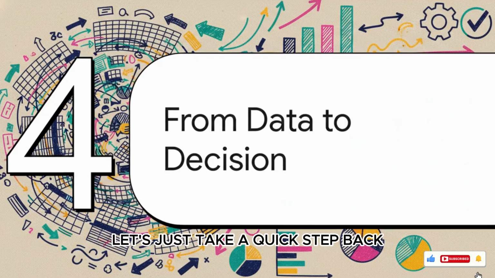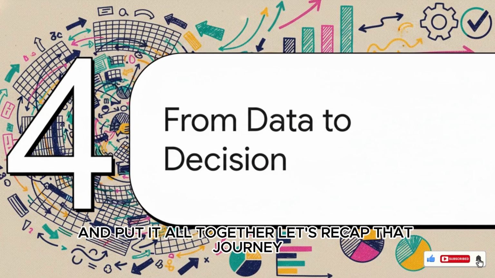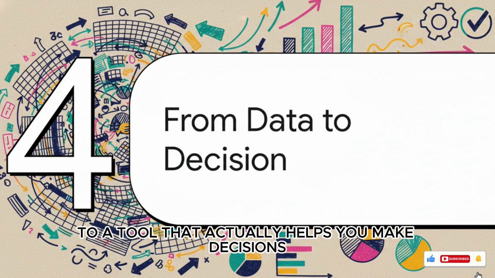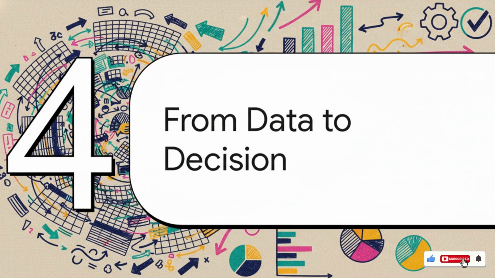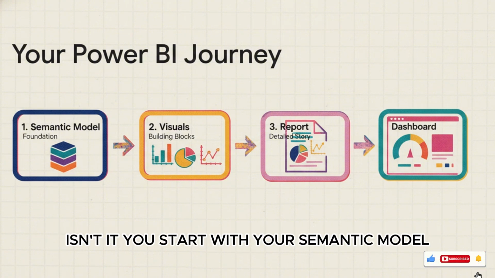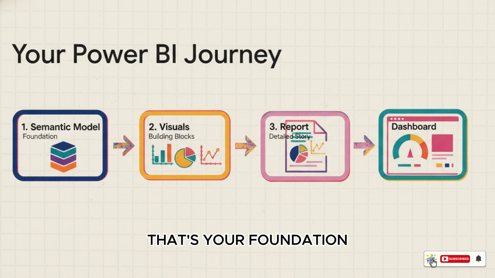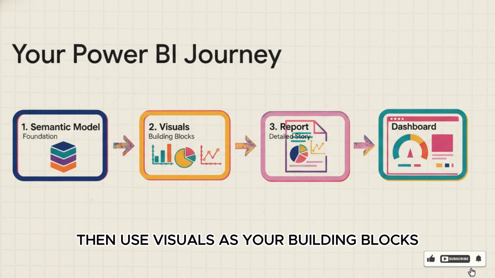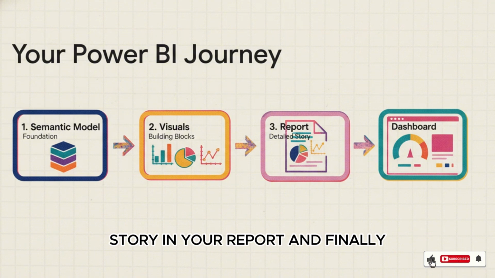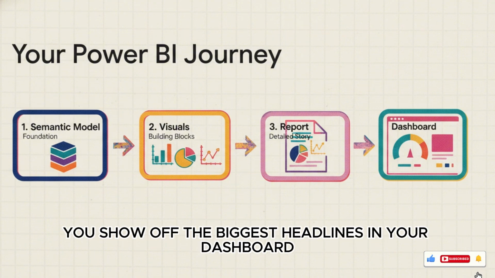So let's just take a quick step back and put it all together. Let's recap that journey, from that confusing wall of numbers to a tool that actually helps you make decisions. It's a really logical flow when you see it laid out, isn't it? You start with your semantic model, that's your foundation. Then use visuals as your building blocks. You put those blocks together to build a detailed story in your report. And finally, you show off the biggest headlines in your dashboard summary.